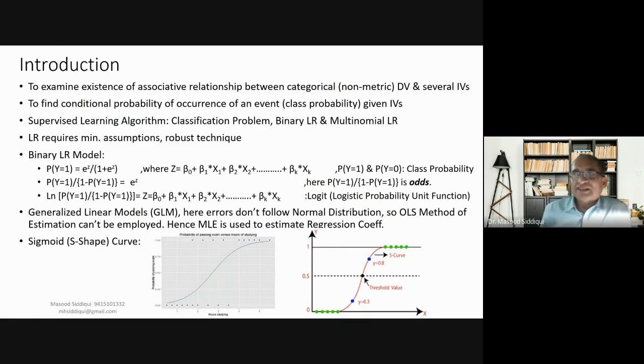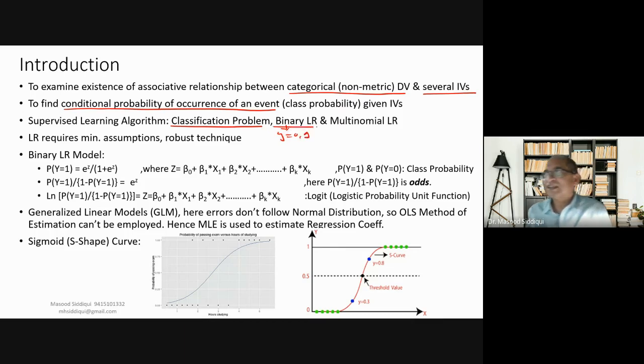So examine the existence of the associative relationship between a categorical non-metric dependent variable and several independent variables. What it does is calculate the conditional probability of occurrence of an event. This is also known as a classification problem because Y is classified. If we have only two values of Y, then that is known as binary logistic regression. If we have more than two values, that is known as multinomial regression. It is a very robust technique. It requires a minimum of assumptions.